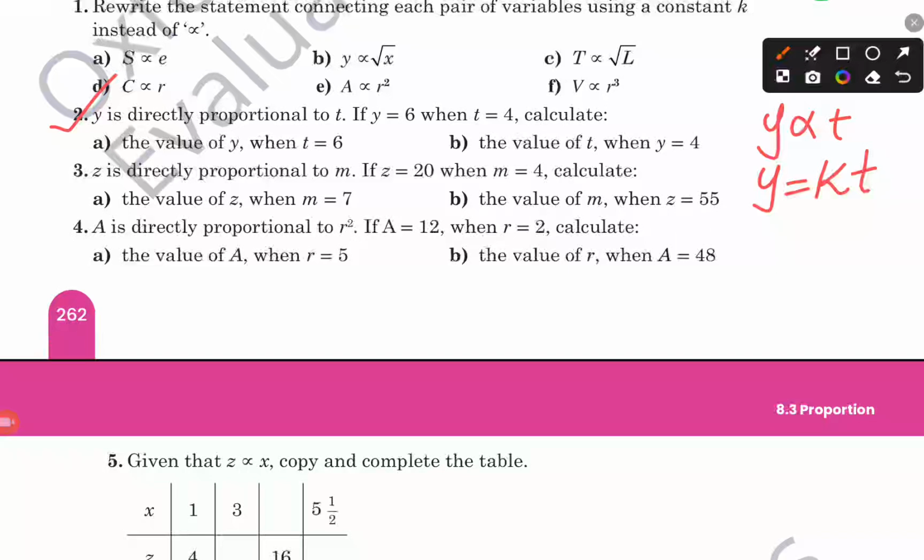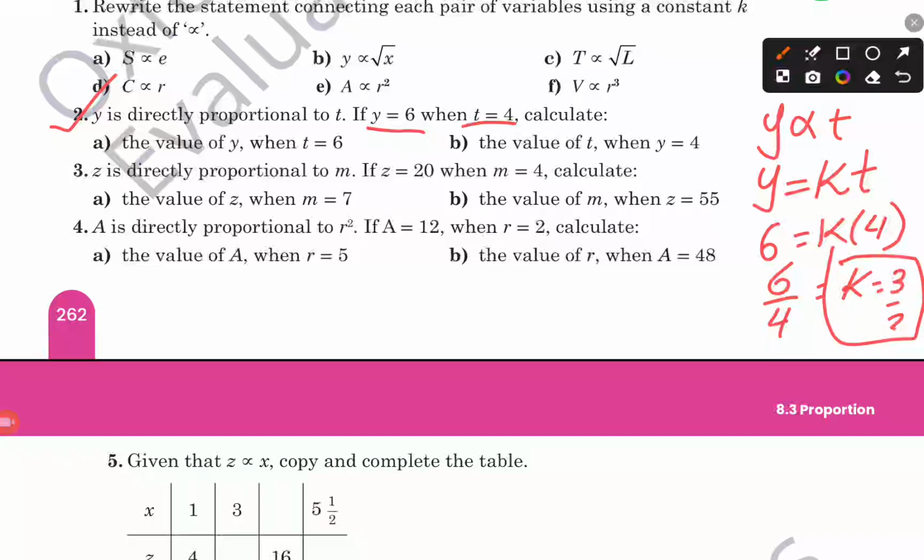Further, if we read the question, if y is 6 and t is 4, first we need to find the value of the proportionality constant. y is 6 and t is 4. 6 over 4 equals k. That means 3 over 2 is the final value of k. So put the value of k in the original equation we made. So y equals 3 over 2 t. Now this is equation number 1.